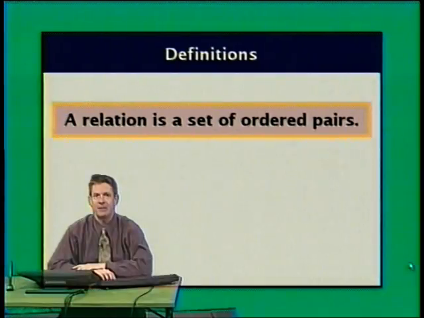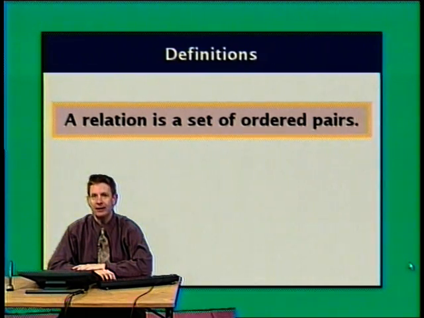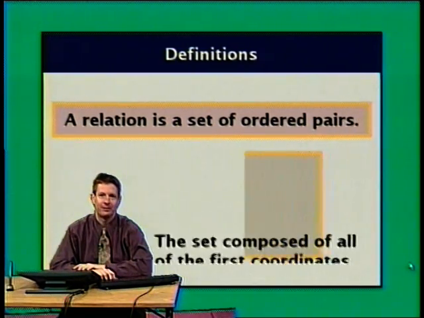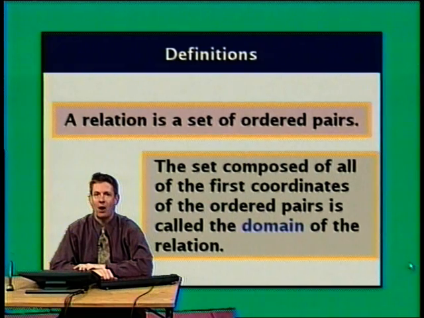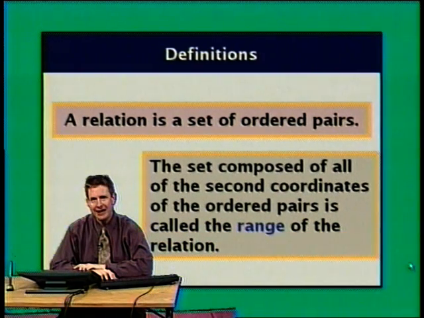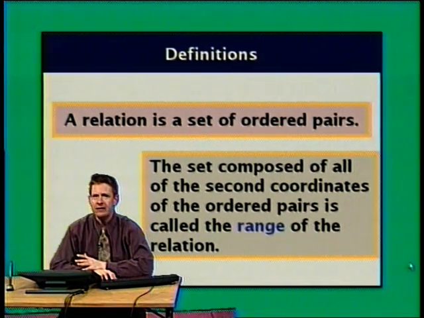So let's begin with some definitions. A relation is a set of ordered pairs. The set composed of all of the first coordinates of the ordered pairs is called the domain of the relation. And the set composed of all of the second coordinates of the ordered pairs is called the range of the relation. Now there's lots of different ways we can represent a set of ordered pairs.